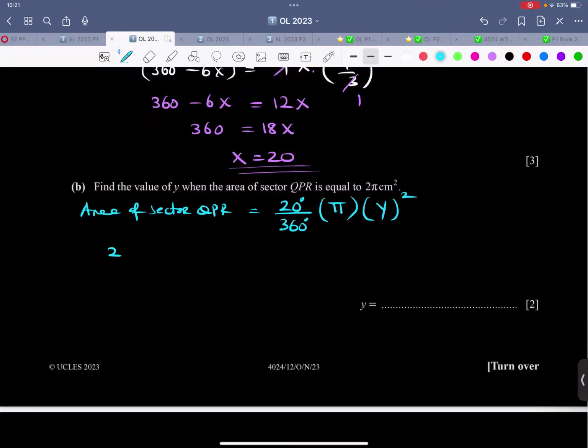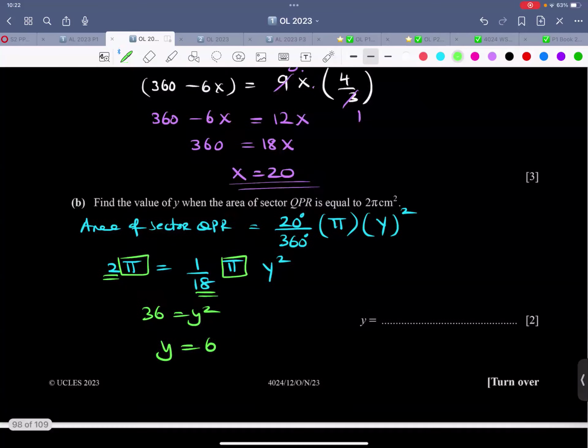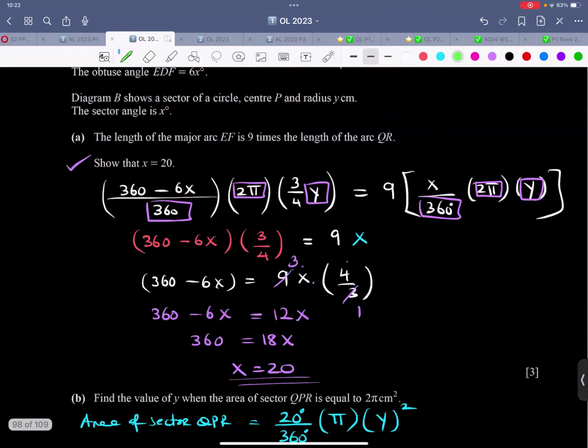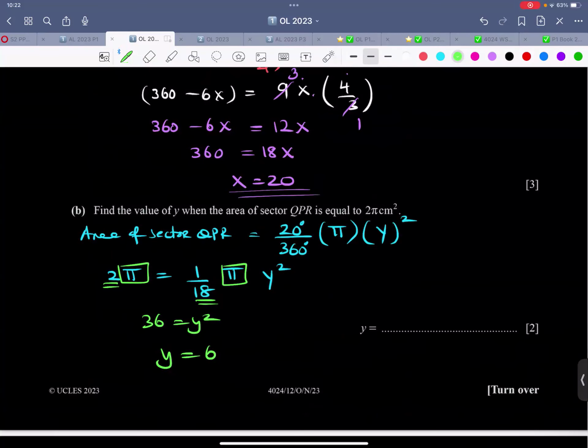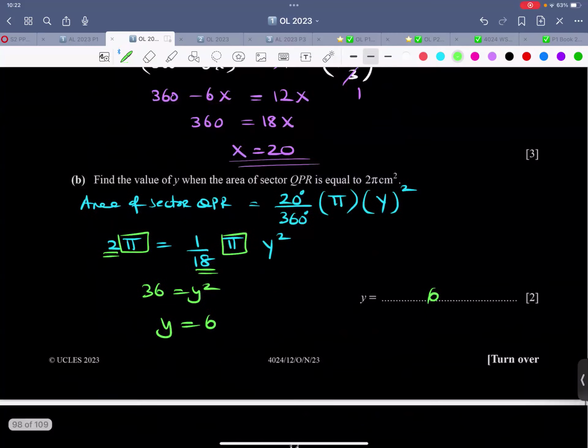Now the area of the sector is 2 pi. That is 2 over 36, which is 1 over 18 after simplification, into pi into y squared. So let's cancel off things. The pi's will cancel out. 18 into 2 is 36, which is y squared. Therefore, y is 6. So yes, this is question number 21, and the answer is coming out to be 6.